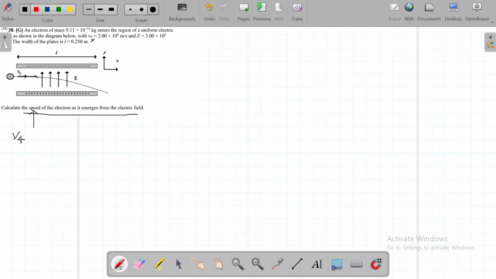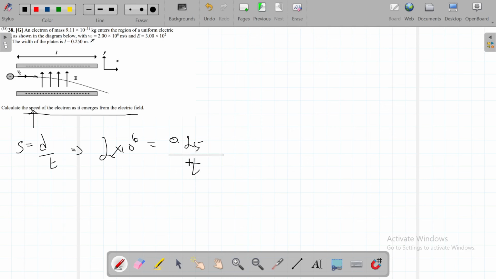Let's go with the V naught y. Actually, first let's find the time taken. So the time taken, what is it? We know obviously speed is your distance over your time. So we know that. We know that your 2 times 10 to the power of 6 is your 0.25 over your time. So to find the time, just switch them up.